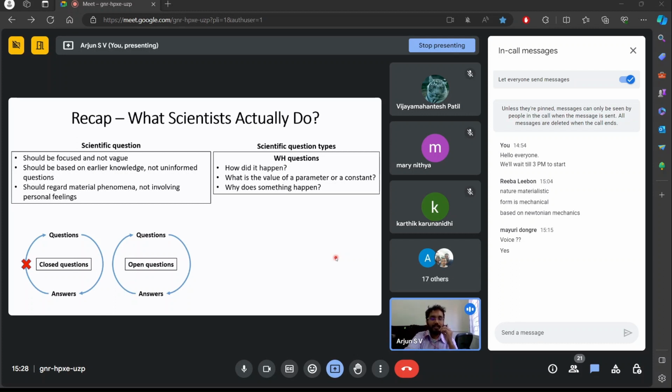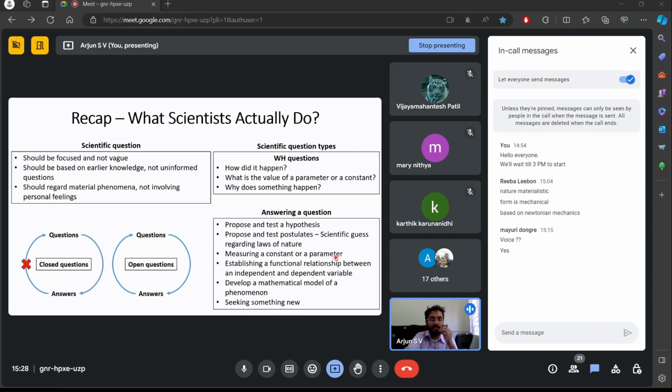In the last part of the lecture, the instructor also lists out the rules to answer a question. So there are certain rules for how to answer when a question is posed to you. The first step is to propose and test a hypothesis, and the next step is to propose and test postulates. A postulate can be compared with a hypothesis, but the difference is that a postulate is a scientific guess regarding any natural prospect or a law of nature.